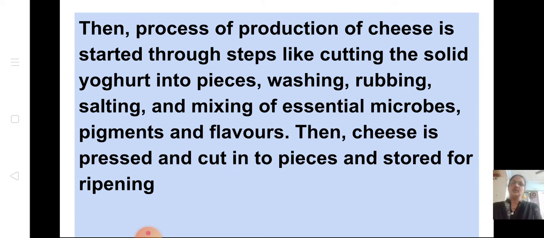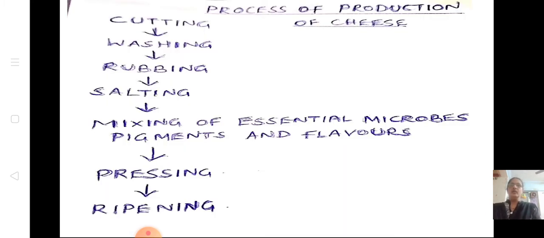So this process you have to remember and keep in your mind. I have jotted down the process like this. You can write it down. First cutting, then washing, then rubbing, then salting, then mixing of essential microbes, pigments and flavors. After that, pressing and then ripening.